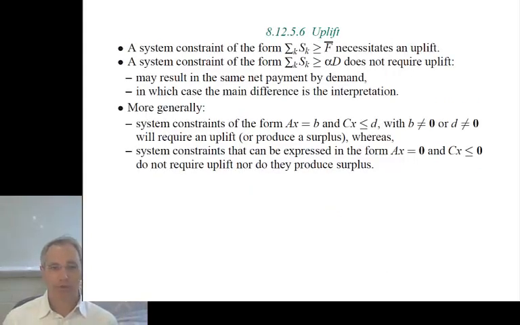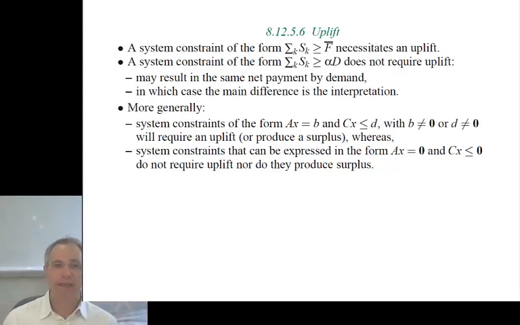So let's turn to uplift. A system constraint of the form sum of reserves is greater than a fixed amount, in other words, our fixed requirement, necessitates an uplift. A system constraint of the form sum of reserves is greater than or equal to some fixed fraction of demand may result in the same net payment by demand but doesn't require an uplift. In that case, the main difference between the fixed fraction and the fixed reserves may be interpretation.